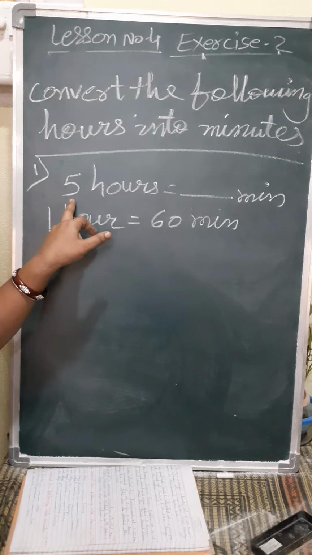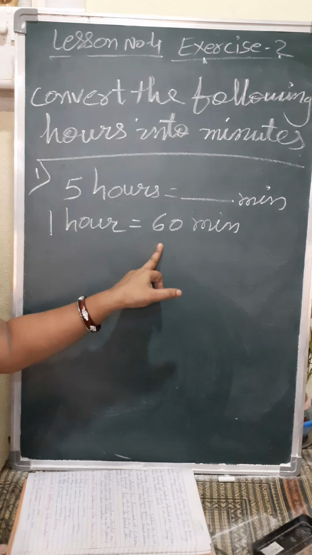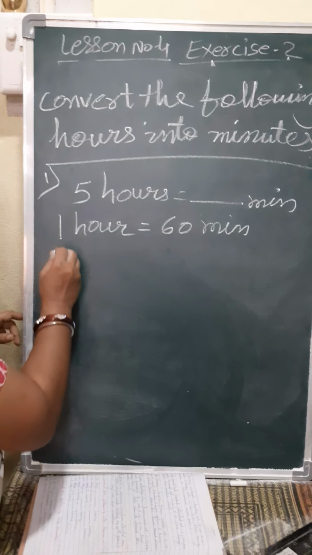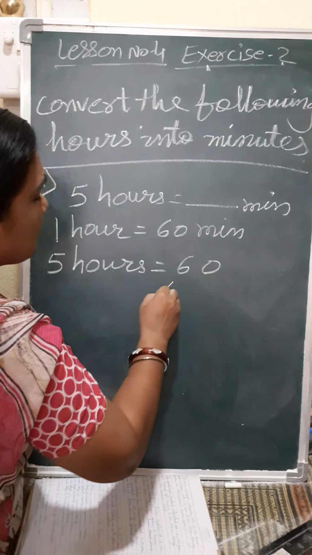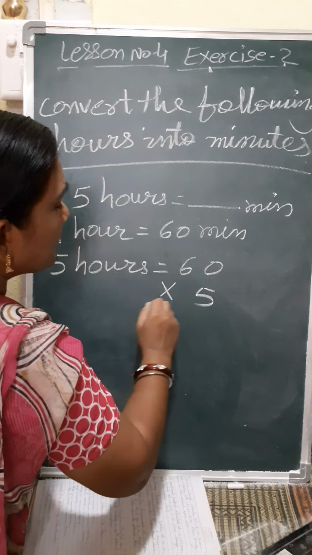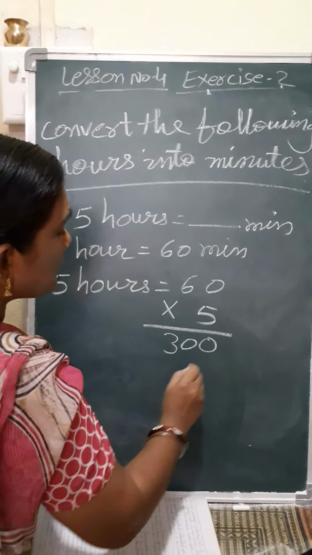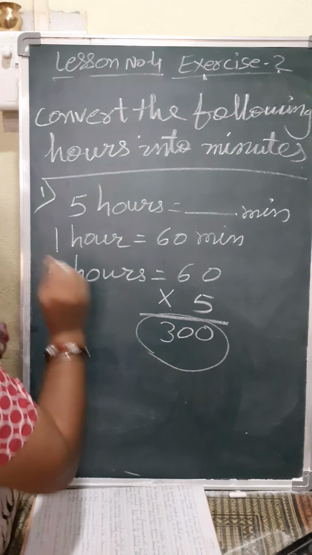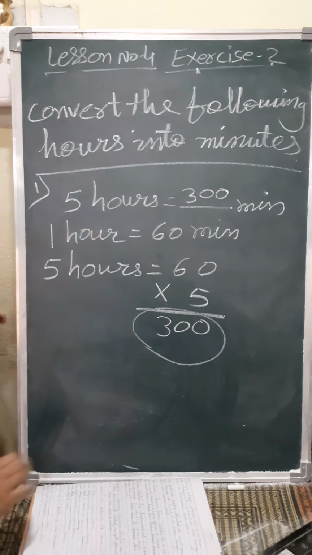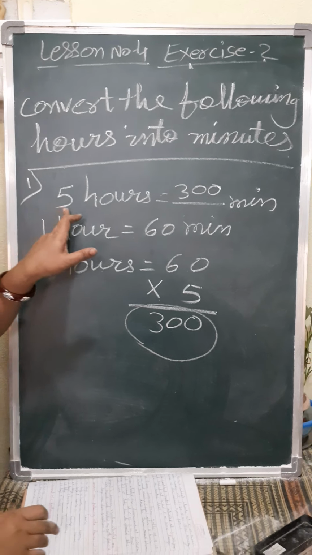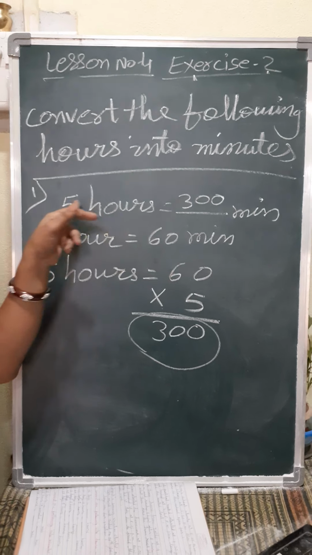So for 5 hours equal to dash minutes, what will we do? We multiply 60 by 5. 5 zeros are 0. 5 6s are 30. So what is the total that came? 300 minutes. Now I think you understood how to convert 5 hours into minutes. We just multiply 60 by 5.